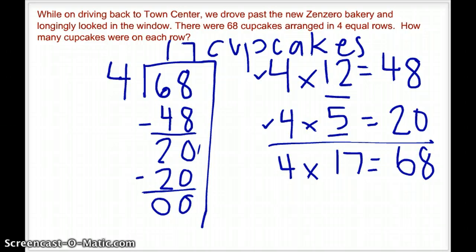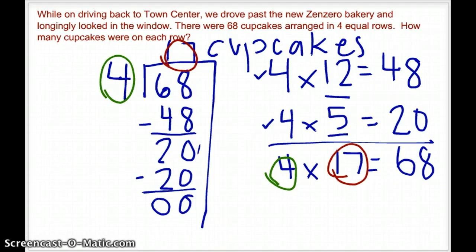I know that my answer is correct because all of the numbers of my fact family are present: 4, 17, and 68. Remember, this strategy is called using multiplication to divide.